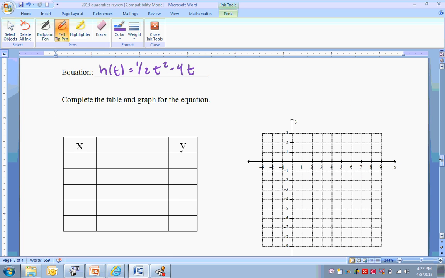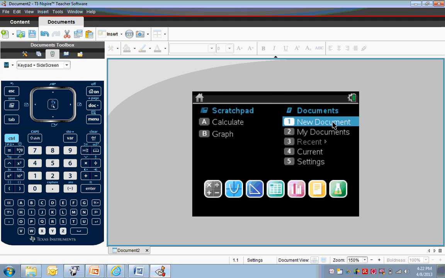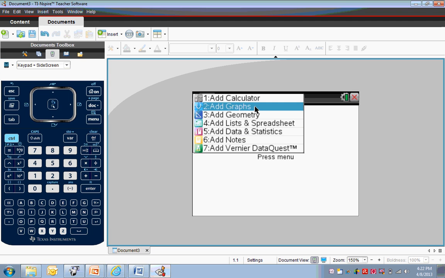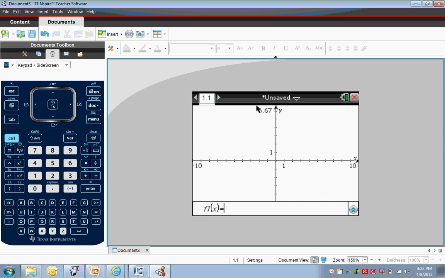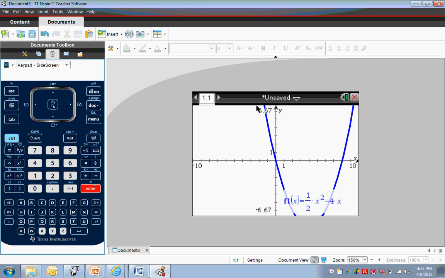Well, remember, I go ahead and go to my calculator. I'm going to start a new graph page. And I type in my equation, 1 over 2 x squared. Remember, we have to use x, so minus 4t becomes minus 4x. And then hit enter. And there's your equation. Well, this equation is opening up, which makes sense because the number in front of x squared is positive.